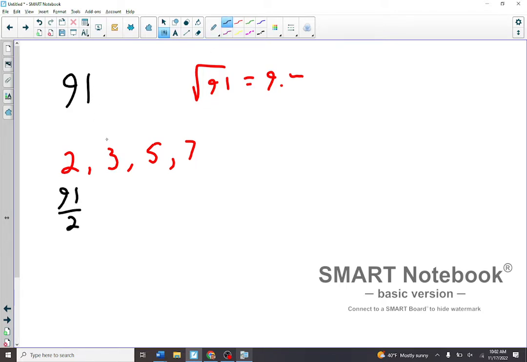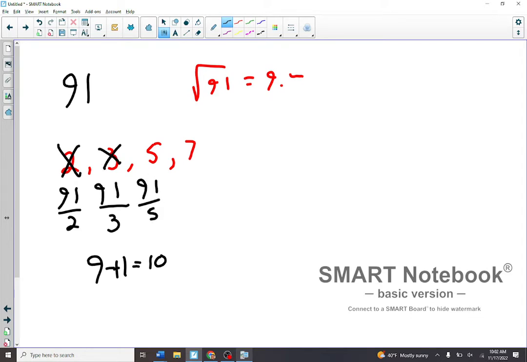Is 91 even? No, so it's not divisible by 2. So I know that doesn't work. We'll do 91 divided by 3. If 91 divided by 3, 9 plus 1 is what? 10. Is 10 divisible by 3? No. Oh, it's going to be 5.